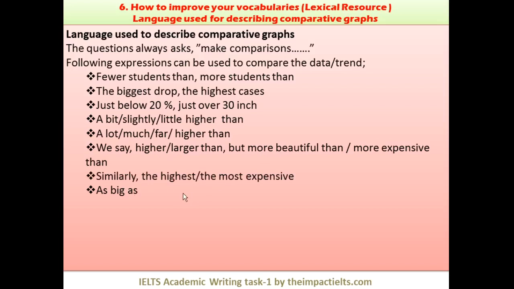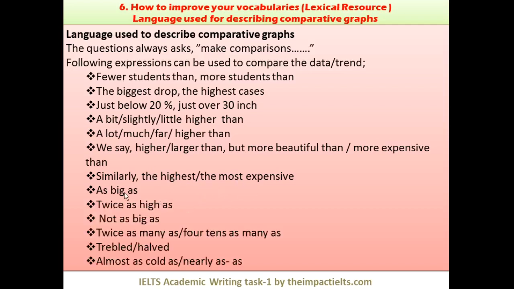This is similarly so with the highest. Why? Because this is a short word. So we are saying the highest, but where we are adding more here, we use most here, the most expensive. So you cannot say this is the most highest peak of India. That's not possible. You have already used one superlative word here, and you cannot add two. So highest and most cannot be joined together.